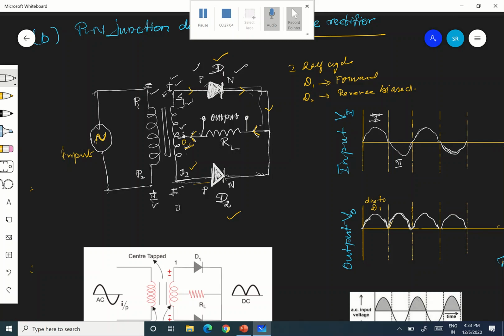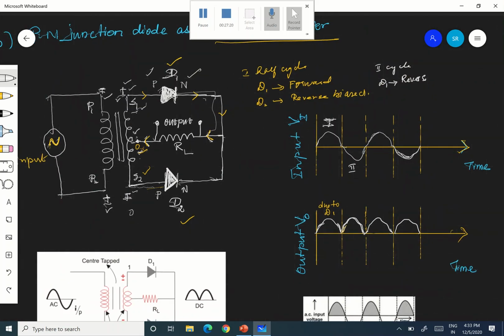N is connected to O. O is at a higher potential when compared to S1 in the second cycle, which means that it is reverse biased. D1 is reverse biased. Okay, D1 here is reverse biased. Very important. Okay, D1 is reverse biased.